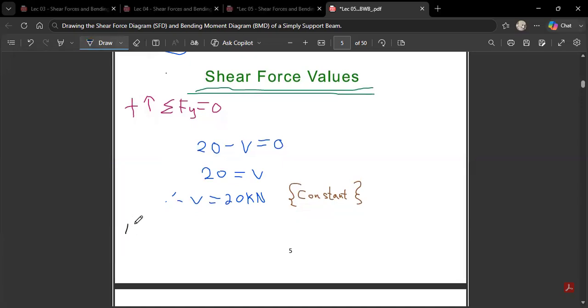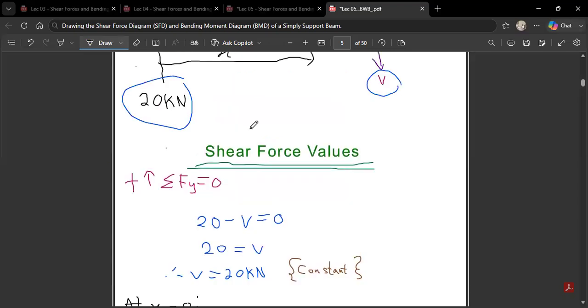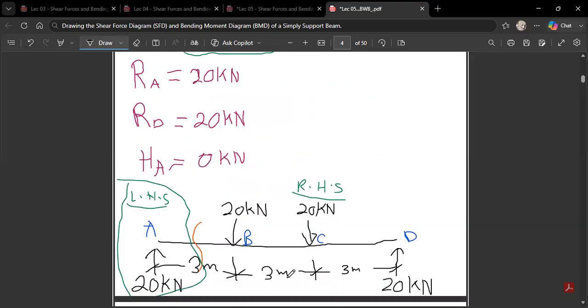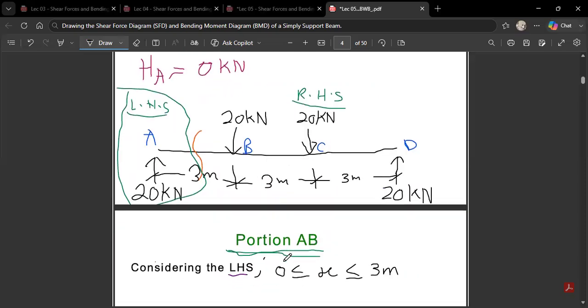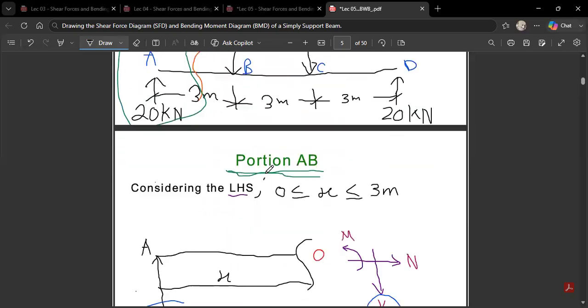Intervals is what I'm using, so don't get confused. At x equals 0, you see that the first interval was 0. Look at portion AB: the first interval was 0, and then the other one was 3. So I'll say that at x equals 0, shear force at A is equal to 20 kilonewtons. Then at x equals 3 meters, my VB is equal to 20 kilonewtons. As simple as ABC.